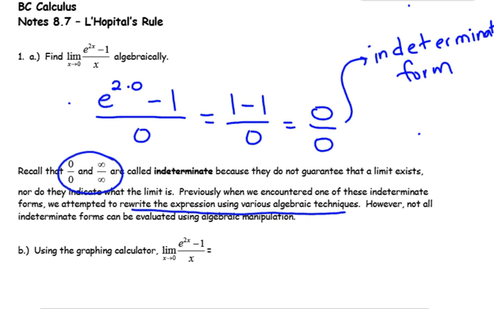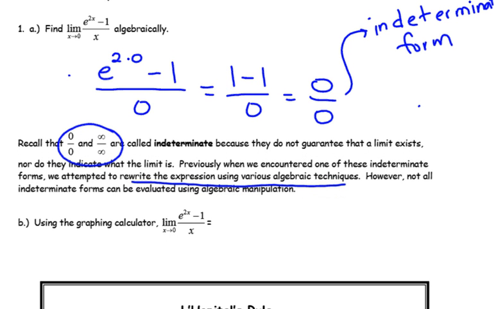I also want to mention here where L'Hopital came from. L'Hopital is the last name of the French mathematician who came up with this rule. So don't say hospital or Le Hospital, it's L'Hopital. All right, so let's look at what we would do next.